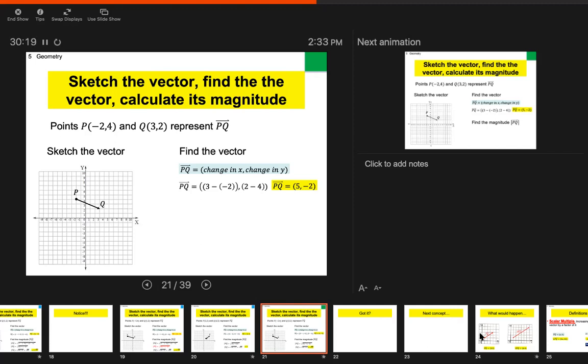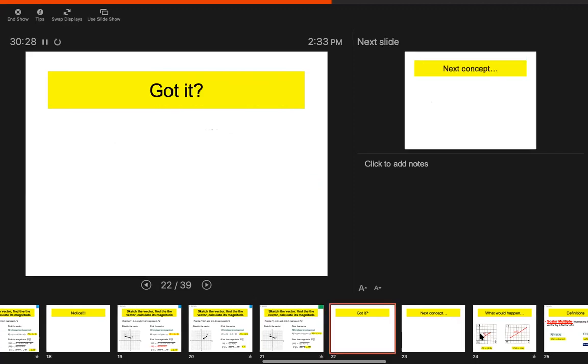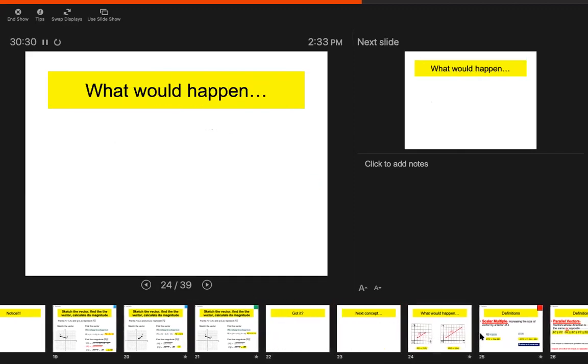What was the magnitude? Square root of 29. 25 plus 4, so 29. There you go. Square root of 29. Very good. Okay. Next concept.